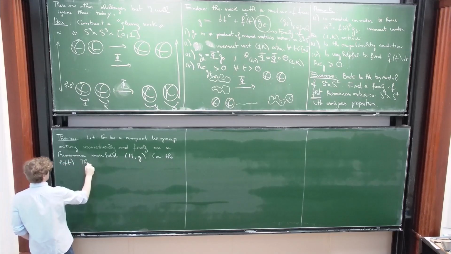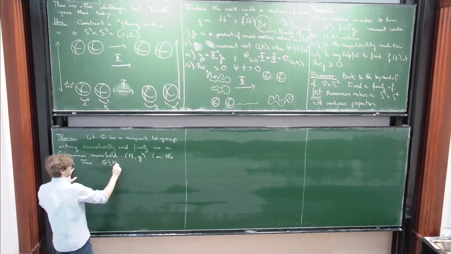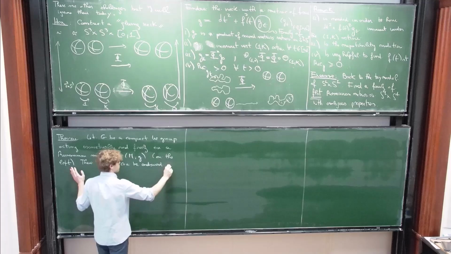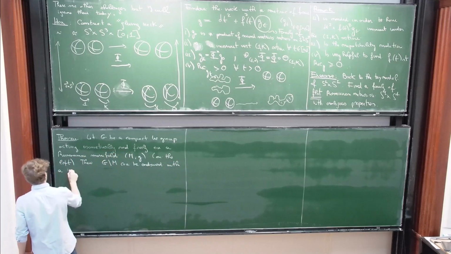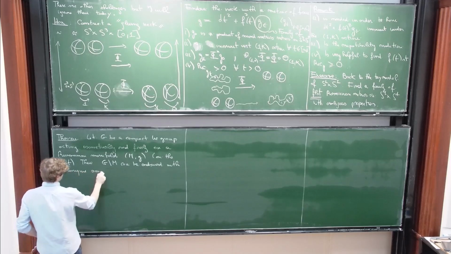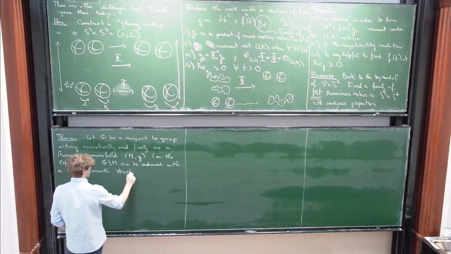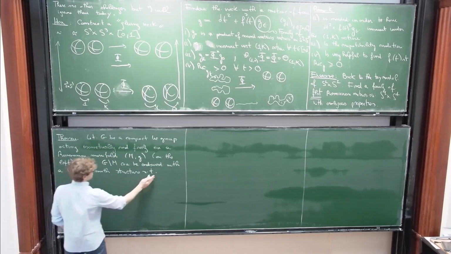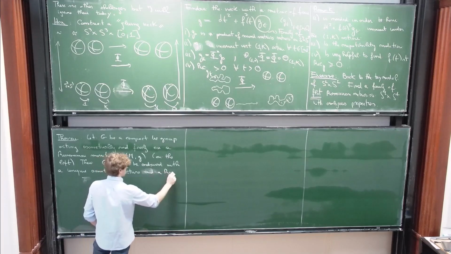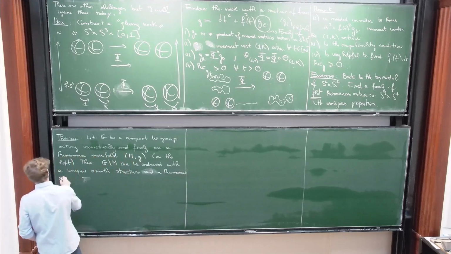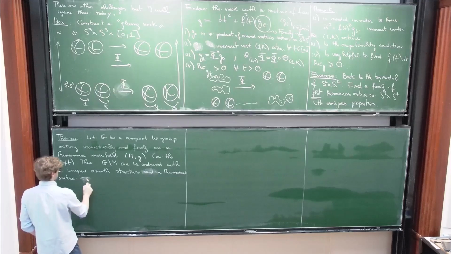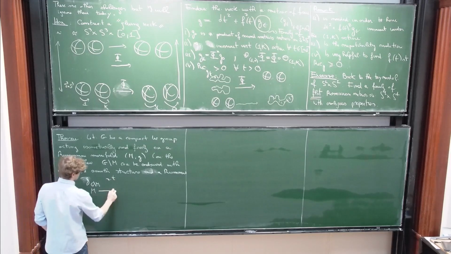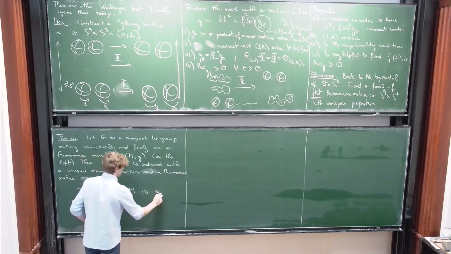Okay, then the orbit space M mod G can be endowed with a unique smooth structure such that the natural projection to the orbit space, from M to M mod G, is a Riemannian submersion, for the Riemannian metric G on M.